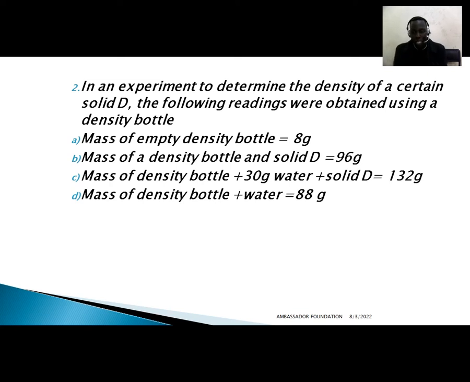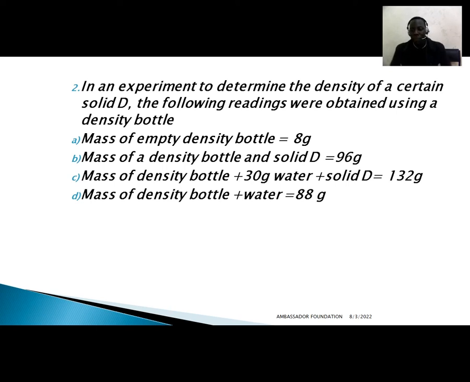Before we continue, let me explain something to you from there. We put some solid B in the density bottle. It gives us 96 grams. But the mass of the empty density bottle, we have said it is 8 grams. So the mass of this solid B is 96 minus 8, which is 88 grams.